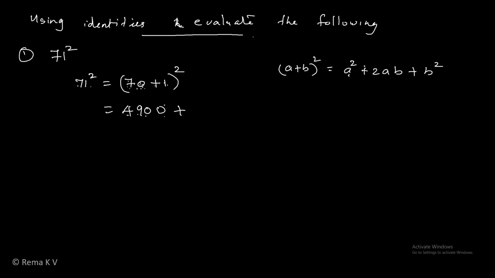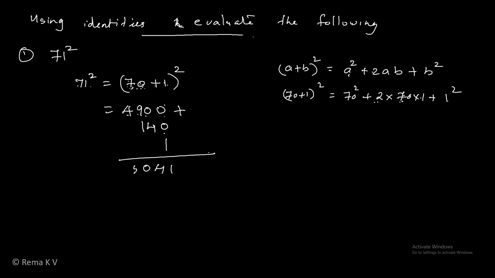Then plus 2AB. 2 into 70 into 1. 2 into 70 gives 140. You can write it here. 70 plus 1 the whole square equals 70 square plus 2 into 70 into 1 plus 1 square. So 2 into 70, 2 sevens 14 and this 0, it gives 140 into 1. 140 into 1 is 140 itself. Then plus 1 square is 1 here. Adding all these, you will get the answer as 4941.